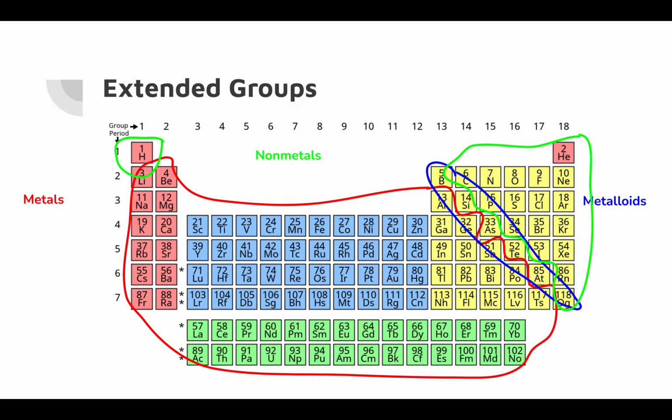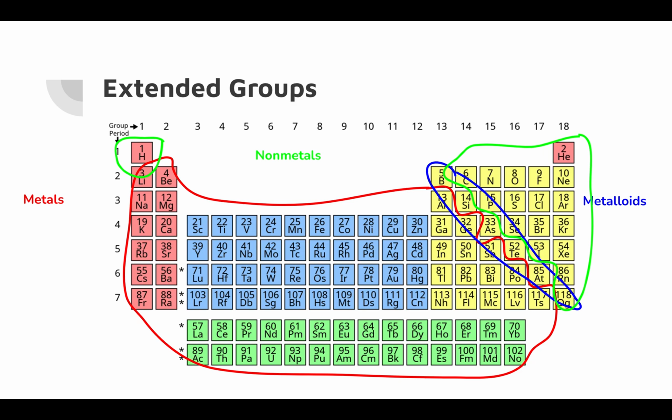Then you have nonmetals, here in green. Those can be solids, liquids, and gases, and they're not very good conductors, and they usually gain electrons to form anions. Metalloids are here in the blue. They're usually shiny like metal and brittle like nonmetals, so they break easily, and they're kind of semiconductors. So the periodic table organizes all these elements according to similar properties.